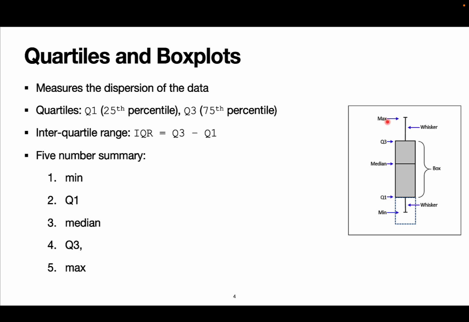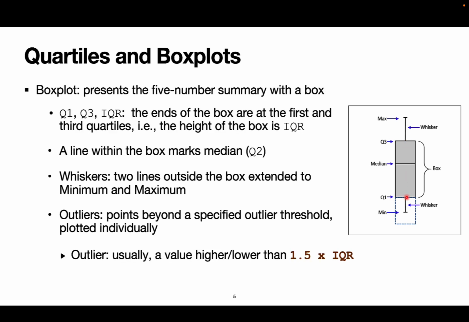The interquartile range represents the distance between Q1 and Q3. There are two whiskers connecting Q1 and the minimum, and Q3 and the maximum. The median is presented by a line inside the box. Any point that is higher or lower than 1.5 IQR is considered an outlier and will be plotted individually.